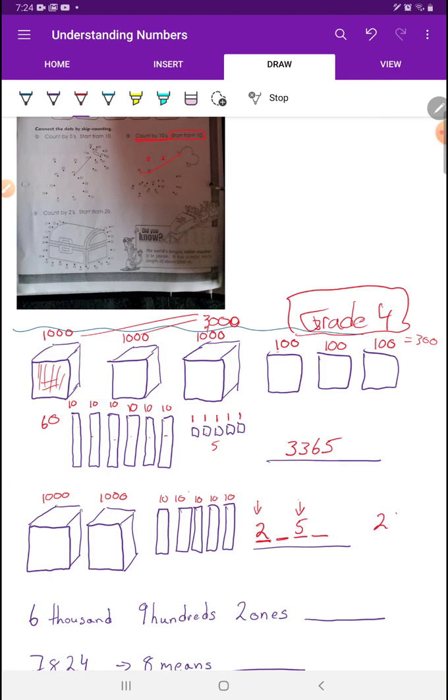Now, some of you might be tempted to write this, 25. But of course, that can't be right, because 25 is 2 tens and 5 ones.